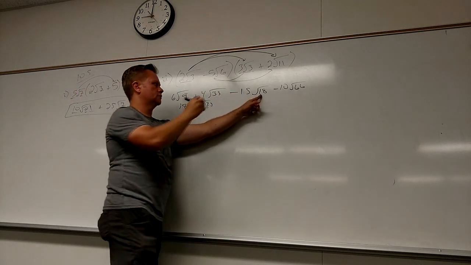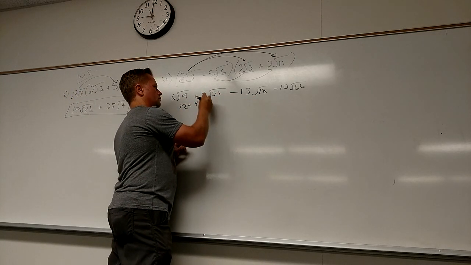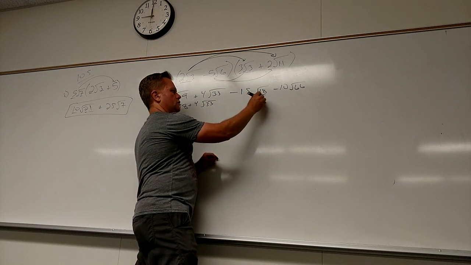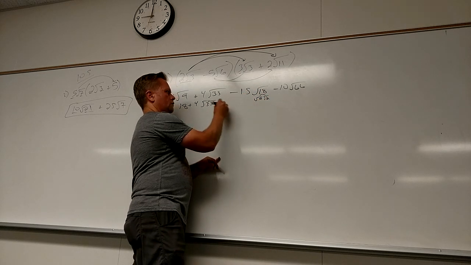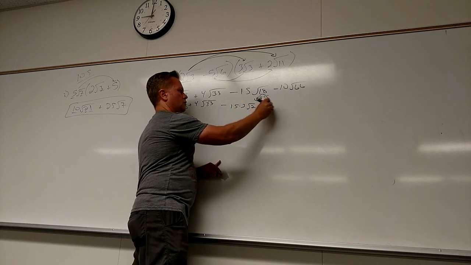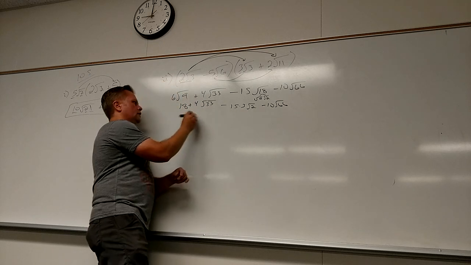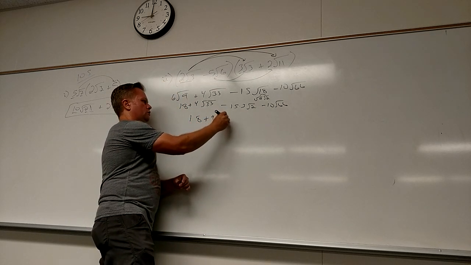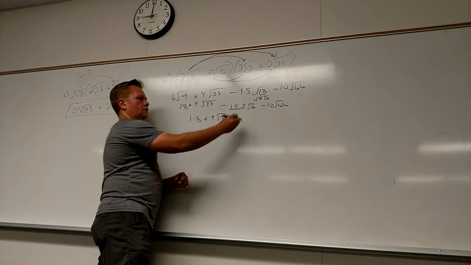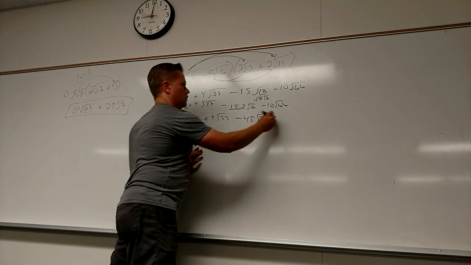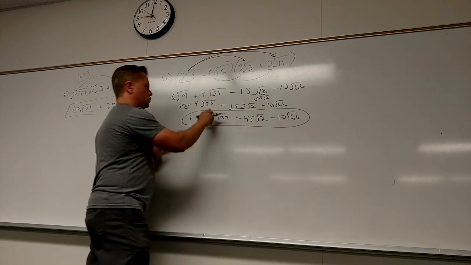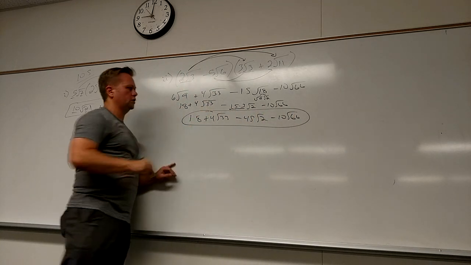But what about 18? Let's see. So this one is square root of 9, square root of 2. What is the square root of 9? 3. Square root of 2, I don't know. So finally I get 18 plus 4 square root of 33 minus 45 square root of 2 minus 10 square root of 66. And a lot of you guys, your brains are telling you, do more, do more. And you say, brain, shut up, I'm done.